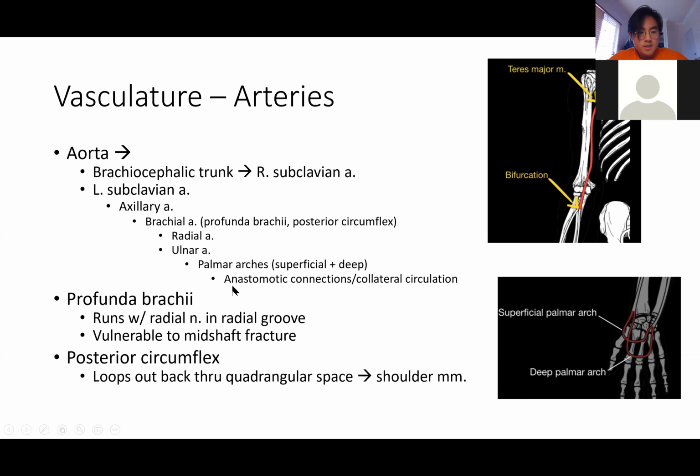The two branches that I mentioned before, the profunda brachii and the posterior circumflex, these are the high yield points. Profunda brachii runs with the radial nerve in the radial groove, which means it's vulnerable to a mid-shaft fracture. And the posterior circumflex loops to the posterior of our body through this space to supply the shoulder muscles. We'll talk more about the quadrangular space in a sec.